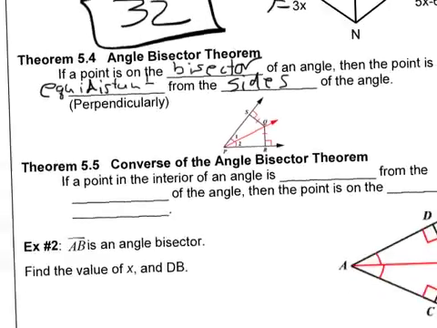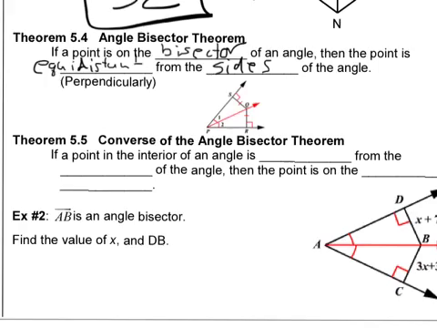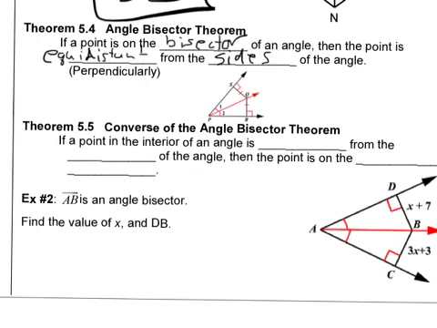And that leads way to the converse of the angle bisector theorem, which says if a point in the interior of an angle is equidistant, meaning it's the same distance from the sides of the angle, then the point is on the angle bisector. Okay, so we need to use that information. If we ever see a point that's the same distance from both sides of the angle, we know that point is on the angle bisector.